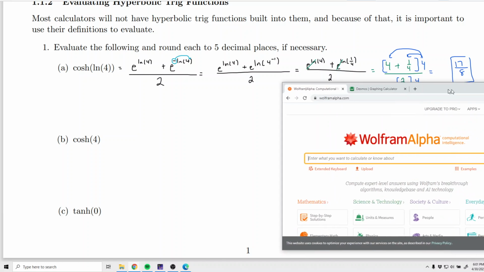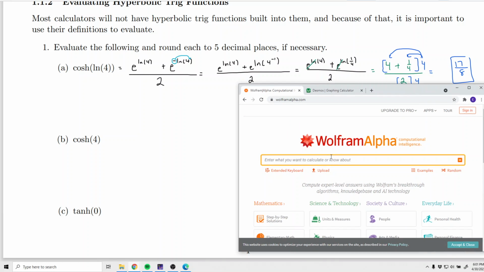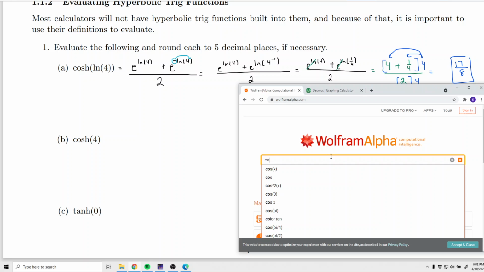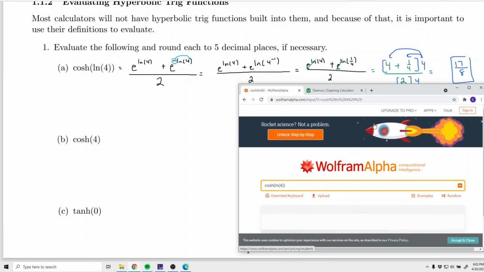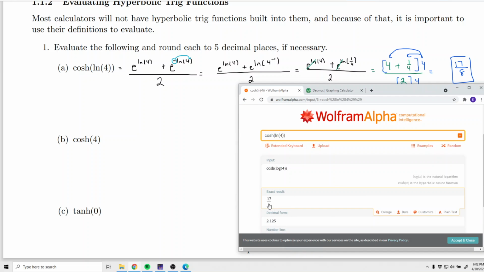Now, Wolfram Alpha can pretty much take in anything, which means if you just type in hyperbolic cosine, cosh of the natural log of 4, it's going to give you a decimal usually, but if you hit enter, you can see that it's the same fraction, 17/8.